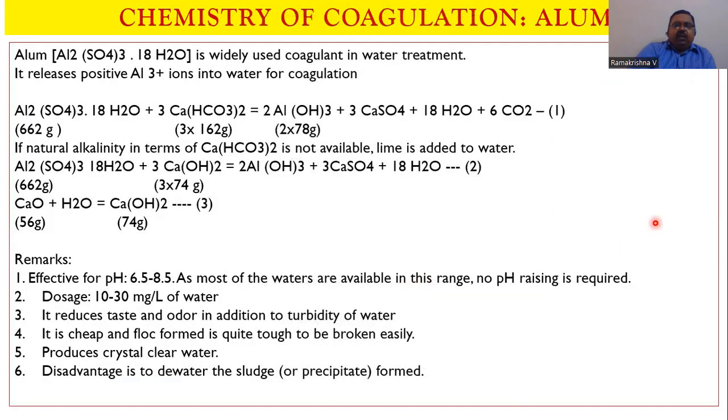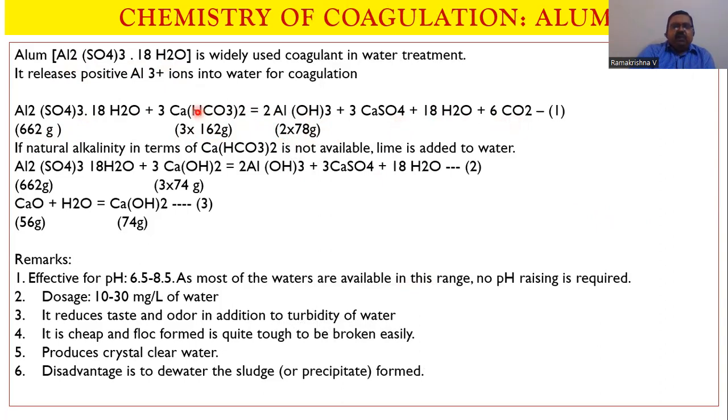So let us quickly look at the chemistry of coagulation. Aluminum sulfate is a hydrated salt, Al2(SO4)3·18H2O. When alum is added, having a molecular weight of 662 grams, it reacts with calcium bicarbonate, the natural alkalinity, 3 into 162 grams, to produce aluminum hydroxide, 2 moles, 2 into 78 grams, plus calcium sulfate, water and carbon dioxide.